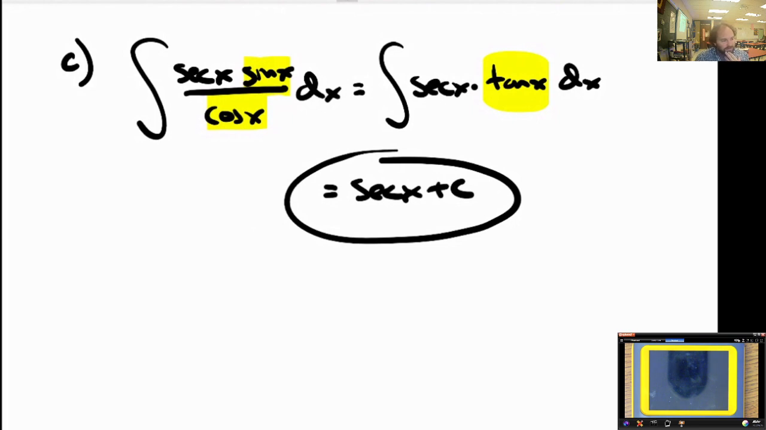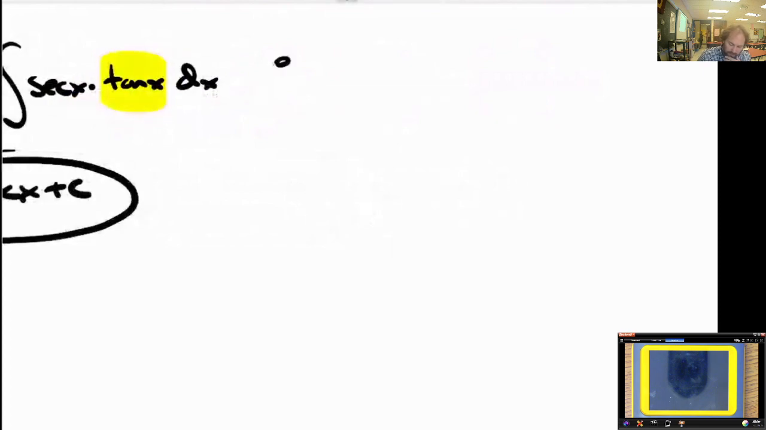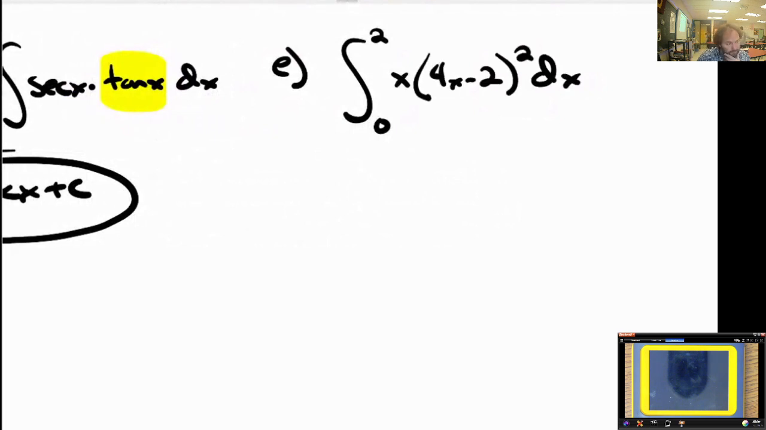We're skipping D, so I might as well do this last problem with you because my third hour will be rolling in and it'll be fun for them to see a problem like this. This is the integral from 0 to 2 of x times (4x minus 2) squared dx.